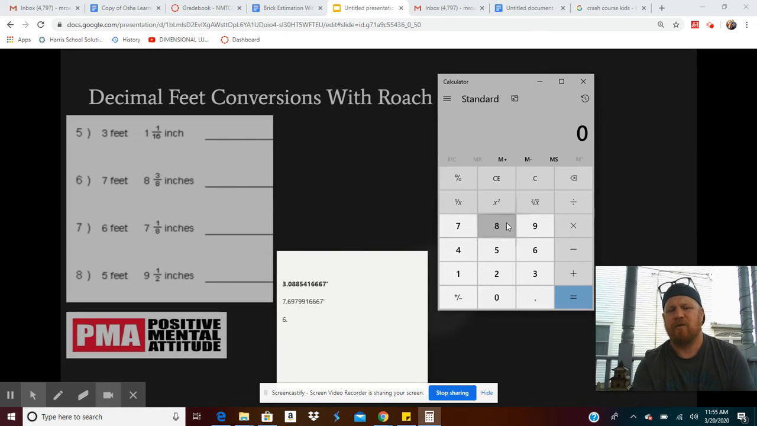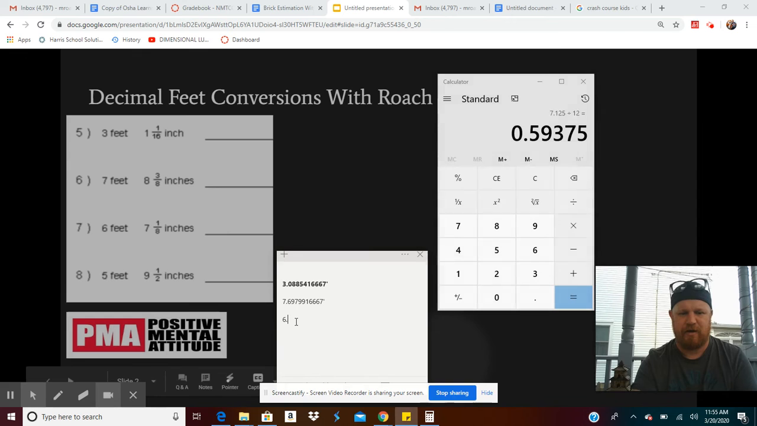All right, so we're going to do 1 divided by 8 equals 0.125 plus 7 equals 7.125 divided by 12, because there's 12 inches in a foot, equals 0.59375. Nice round. We don't have to add a whole bunch of numbers, so we're essentially just going to put here in our calculator, or in our final entry box, 0.59375 feet. All right, one more to go.